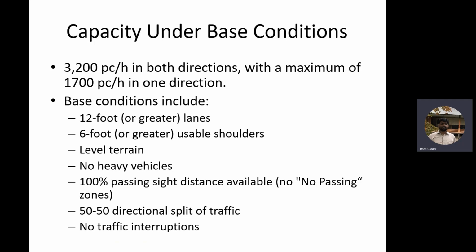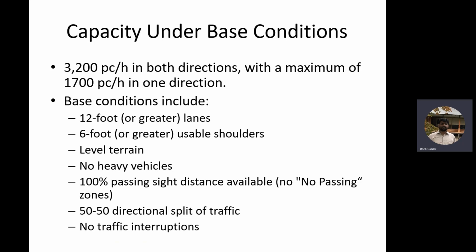Where did we use the lane width? What were we doing with the free flow speed? What was happening with the free flow speed because of the lane width? There was a factor, right? So if you don't meet any of these conditions, then there are adjustment factors. Base condition means you don't need any adjustment factor.